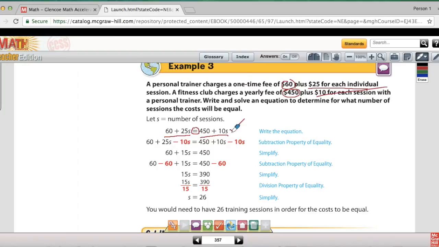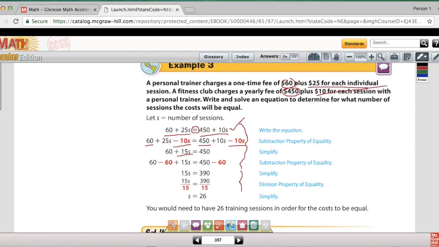Variables on both sides, so it looks like they are choosing to minus 10s. You could minus 25s, but again, it's nicer to work with positive numbers. So 25s minus 10s is 15s, and then you get the 450 minus the 60 to get the numbers on the right side. And again, you can follow this all through your notebook and watch how that progresses.